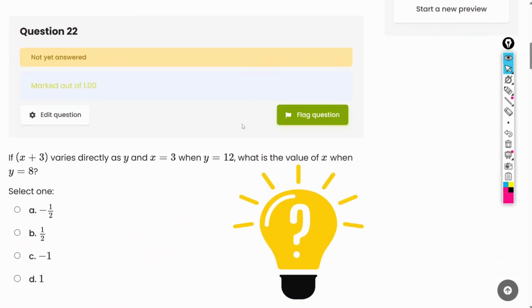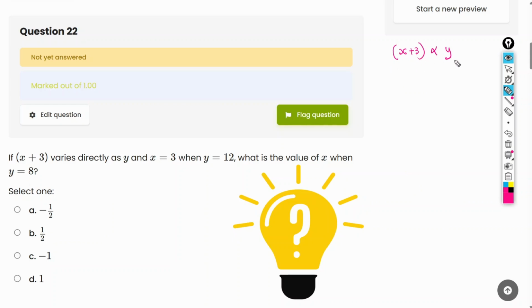All right. 22 says x plus 3 varies directly as y. So I would say x plus 3 varies directly as y. And x is equal to 3 when y is equal to 12.